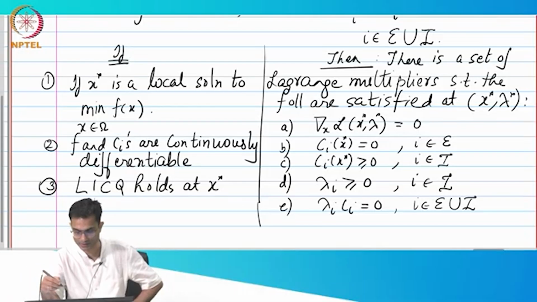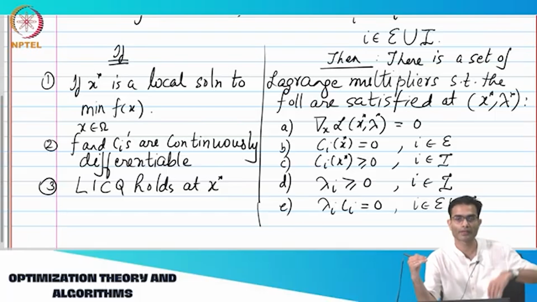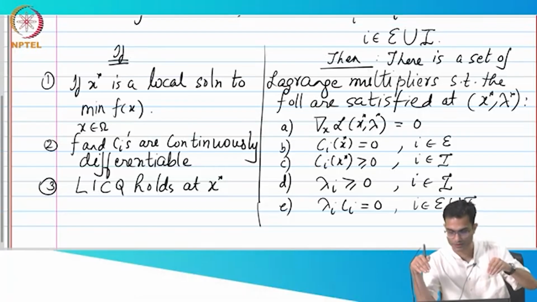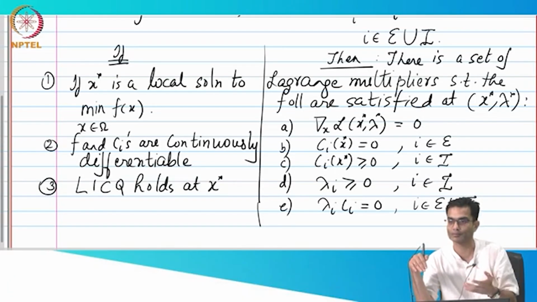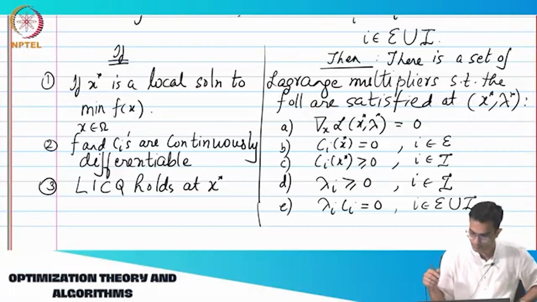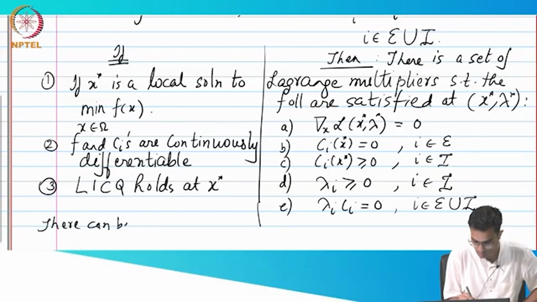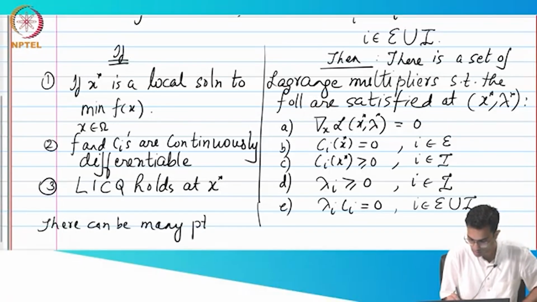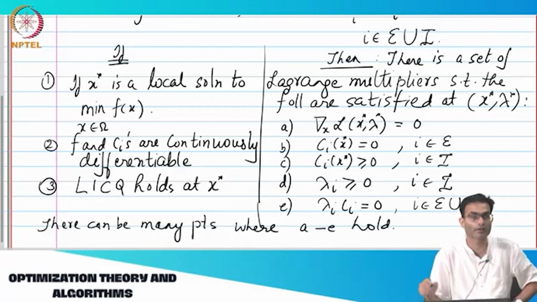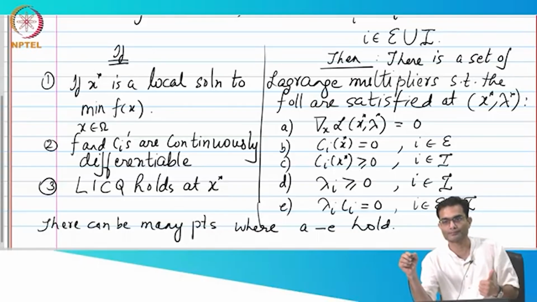So you have these A, B, C, D, E conditions which will hold if these 1, 2, 3 are satisfied. There is one final piece to this, which talks about the uniqueness of lambda star. Remember, lambda star also has to have an optimum choice. So there can be many points where A through E hold, but if you give me LICQ, which is 3 over here, then lambda star is also unique.